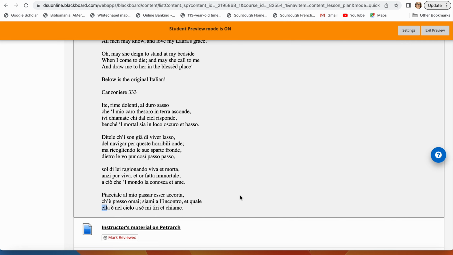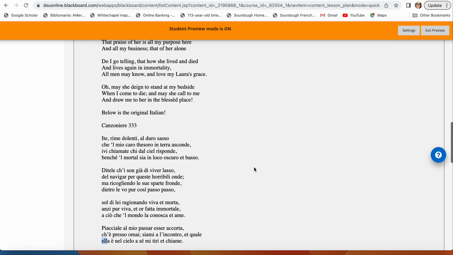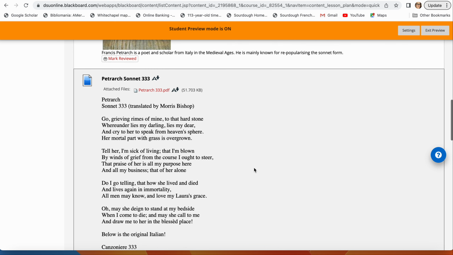Now, our English translation follows that same format, and this is a translation done by Morris Bishop. And he writes, Sonnet 333.